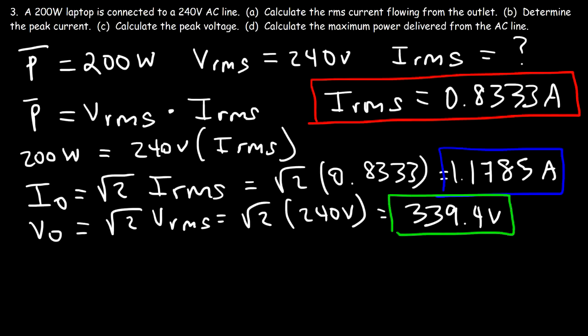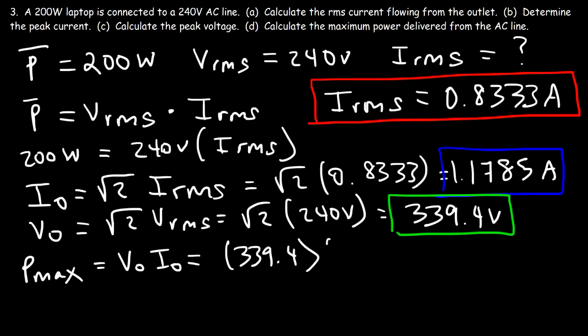Now let's move on to part D. Calculate the maximum power delivered from the AC line. The maximum power is equal to the peak voltage times the peak current. So that's going to be, the peak voltage is 339.4 multiplied by 1.1785.